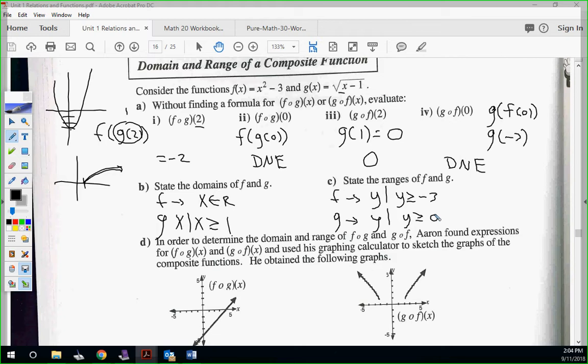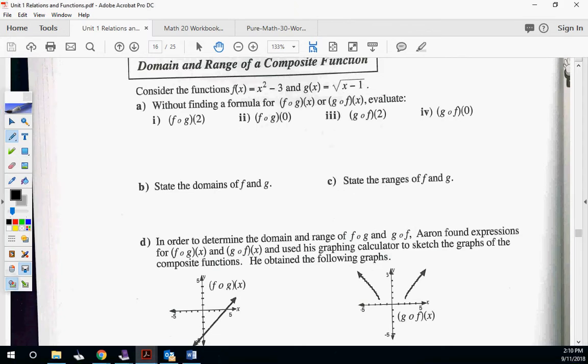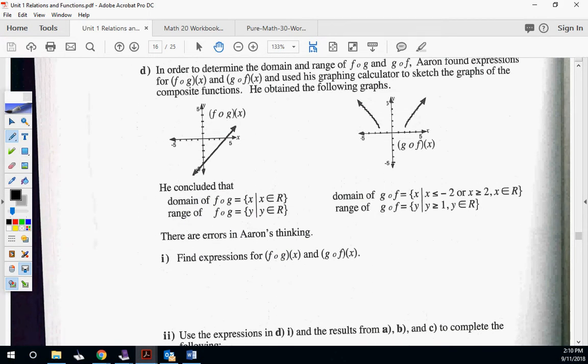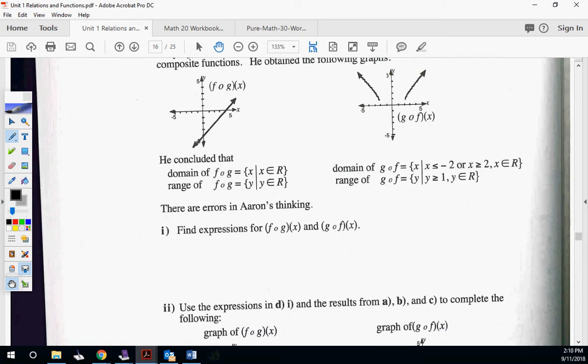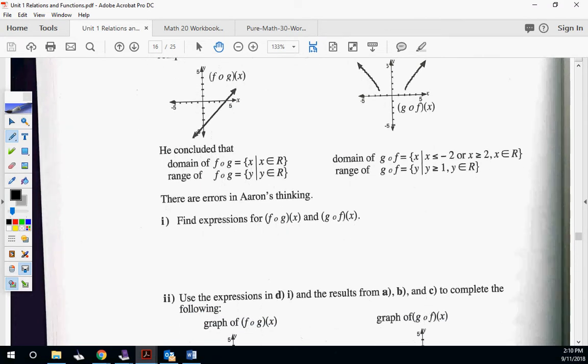Okay? All right, so what we're going to do now is look at these 2 pictures that they said Aaron, I think that's the name, drew to represent the functions of f of g and g of f, and we're going to figure out where he went wrong. Okay? So, first thing, he obtained the following graphs. He concluded this stuff. There are errors in his thinking. So we're going to find the expressions of what f of g is and g of f is. So I'll move this up so the graphs stay there.